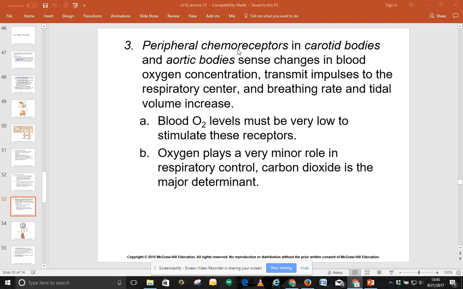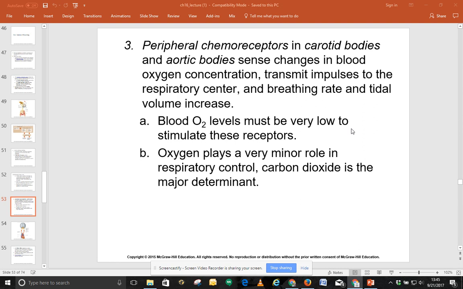These are the peripheral ones in the carotid bodies. They're located in the carotid areas of the circulatory system and in the aortic notch, which, when we talk about circulation, is right coming off the heart. It's where these receptors are going to be located. So when your blood oxygen falls very low, it's going to stimulate these receptors to breathe more.